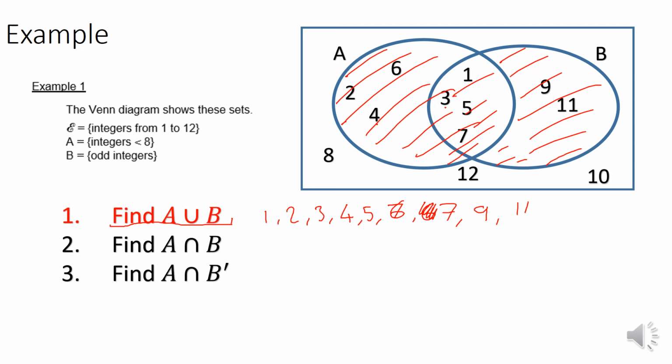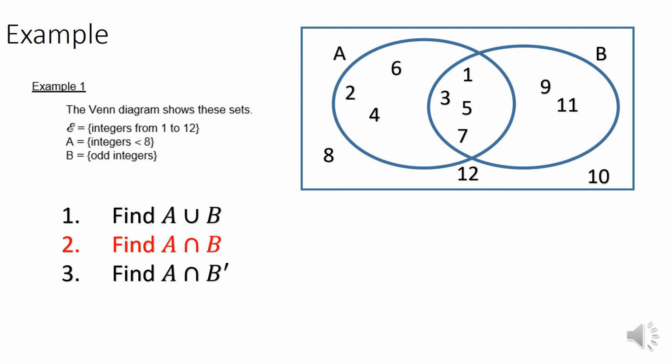Okay, so next one, A intersection B, so this is the ones that fit A and B. So the crossover is this section here. So our set is going to be 1, 3, 5, 7. And because it's in both sections, that is going to be integers less than 8 that are also odd.